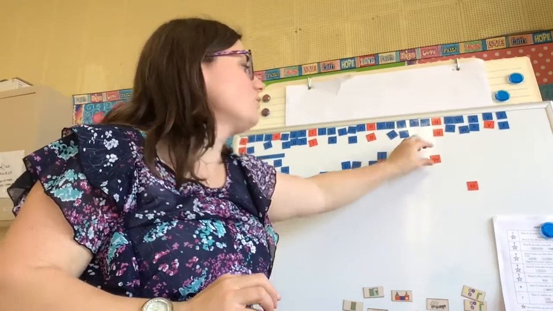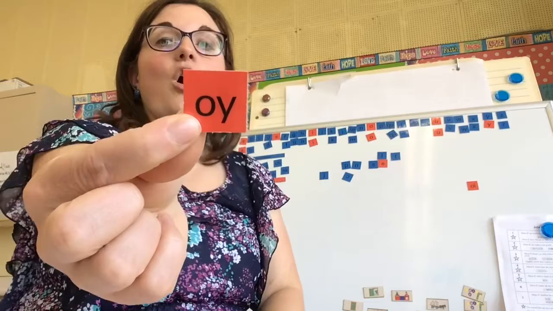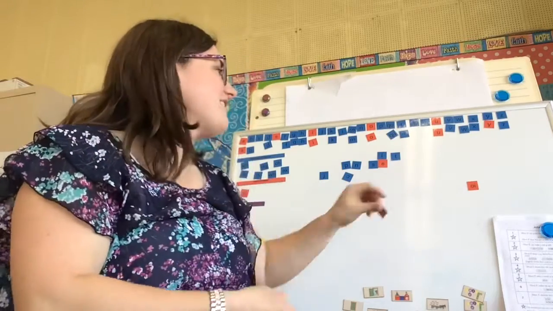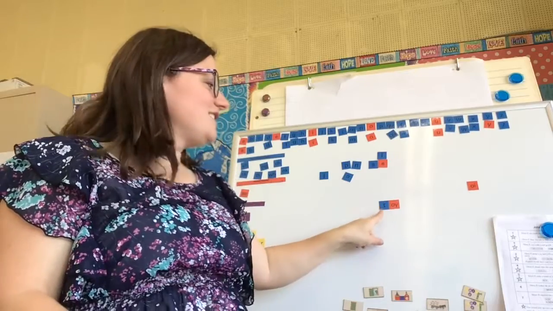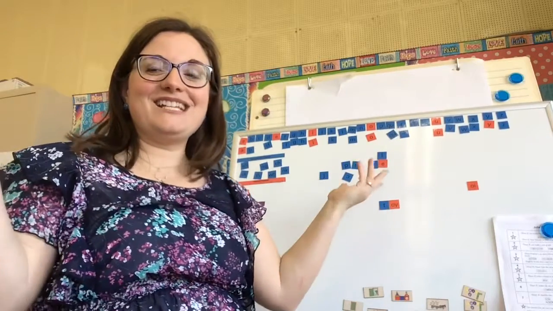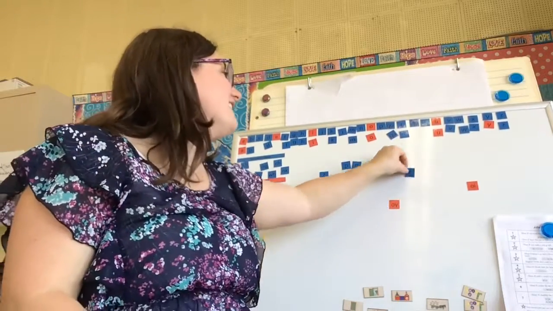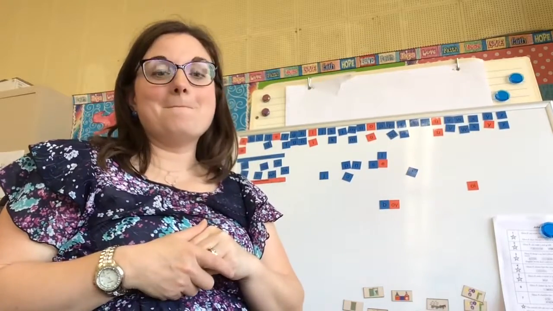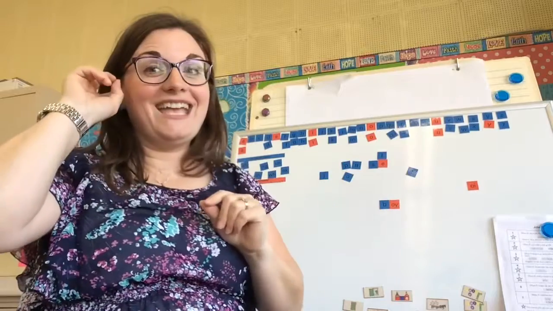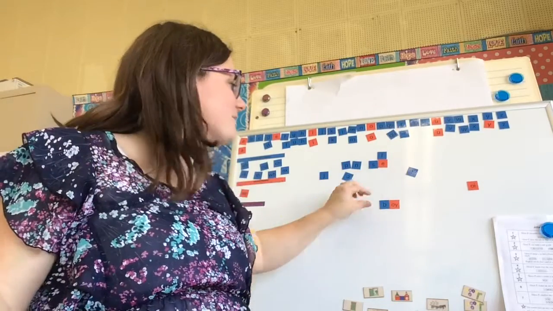Now, let's build some words using our oi that can be at the end of a word. And our first one up here, let's sound it out. T, oi. What is it? Toy. Let's try this one. Let's put a B in front of there. B, oi. Boy. You got it.